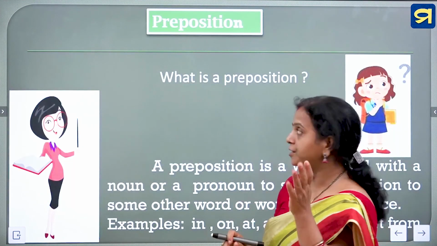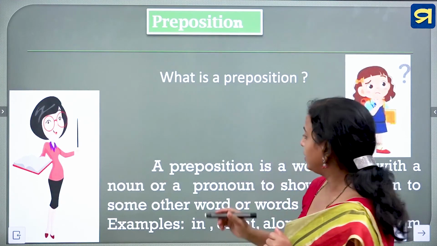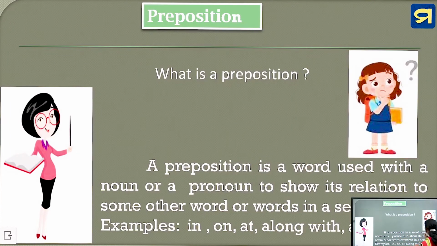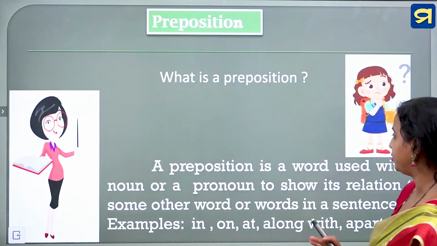Next, let us discuss the preposition. What is a preposition? A preposition is a word used with a noun or pronoun to show its relation to some other word or words in a sentence. Examples are in, on, at. These are single word prepositions, and along with, apart from, like this, these are multi-word prepositions.